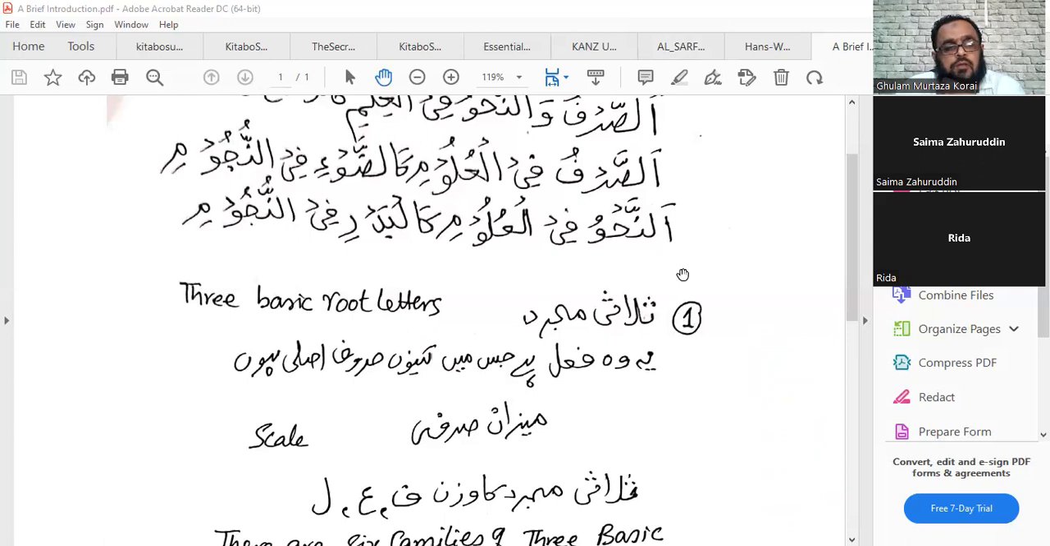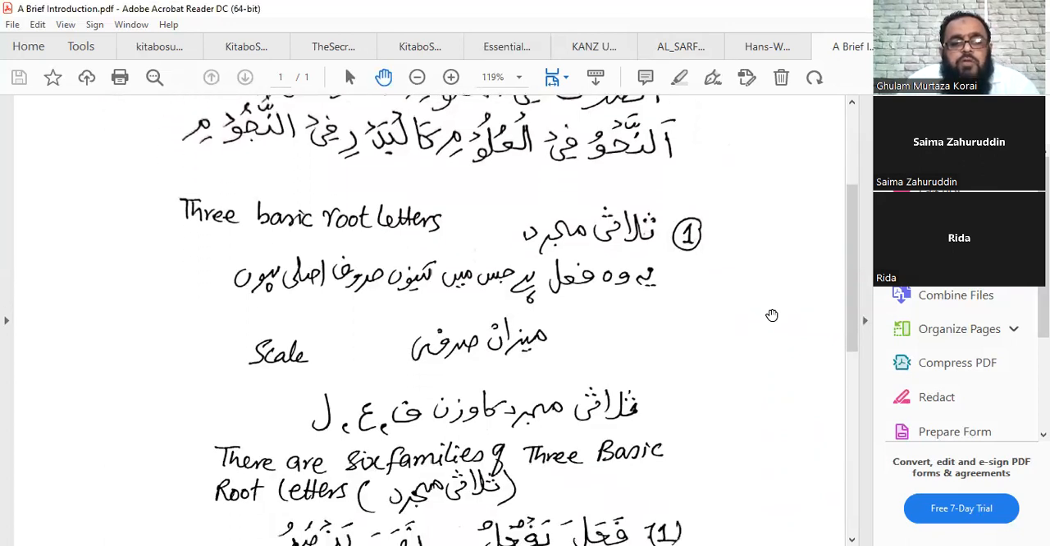Okay. So thulathi mujarrad means three basic root letters. And what is the stem I told you? Stem of three letters. What is the touchstone? Fa'ala, fa, ain, lam, right? Okay, very good.